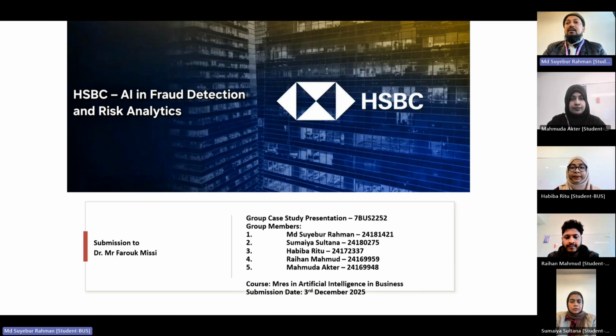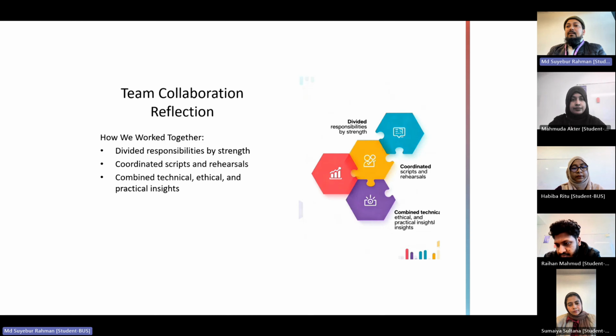Well, now let's move on to the group reflective discussion. One key takeaway from this project is that AI is a powerful enabler for efficiency and decision making. But technology alone isn't enough. HSBC's example shows that strategy, governance, and monitoring are just as important to ensure artificial intelligence works effectively and responsibly. Now, Sumaiya will discuss the insights on AI in business.